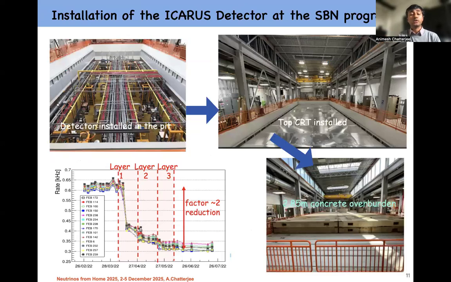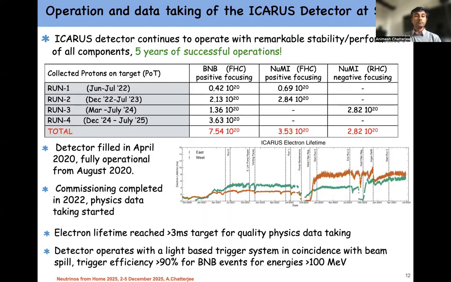So in terms of the installation and operations, the detector installation started in 2018 and was completed at the end of 2019. As you can see, the detector was installed in the pit, and then the top CRT was installed. After the completion of the CRT installations, 2.85 meters of concrete overburden was installed in order to reduce the cosmic background, where you can clearly see from the plot that the cosmic background is reduced by a factor of 2.